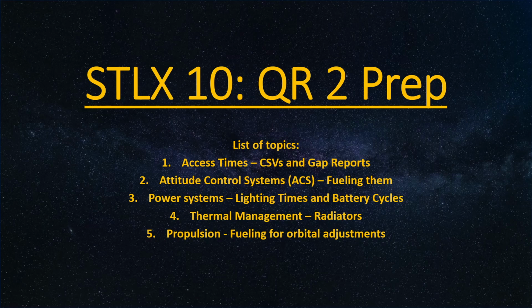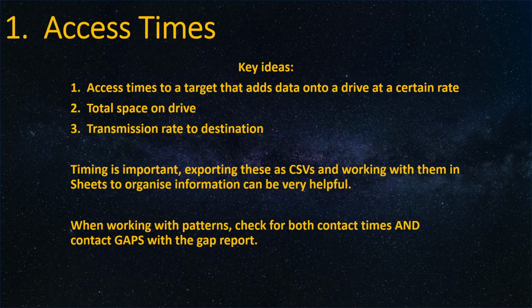We're going to talk about each of those in turn, but this is what we'll take a look at in this video. So going forward, access times. Okay, key ideas. A lot of what you're going to end up doing with QR2 is usually you've got several targets, you're getting information from one target, pulling it up to the satellite, saving it on a hard drive or a data recorder, and then retransmitting that down to a ground site.